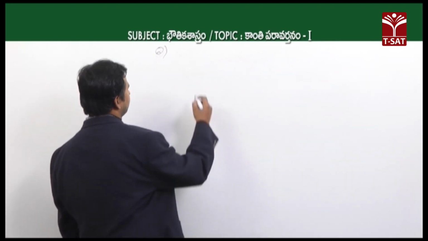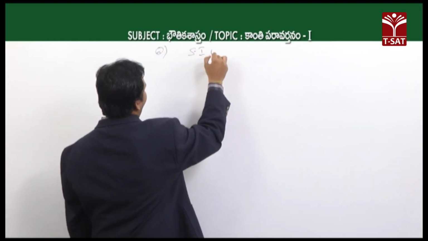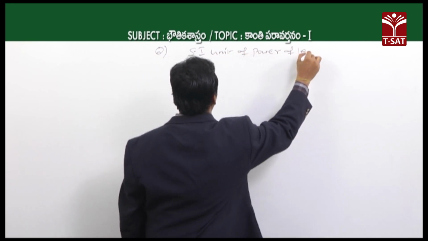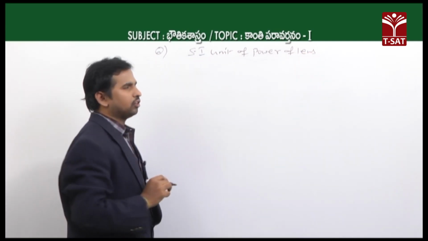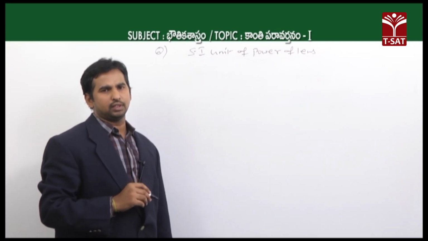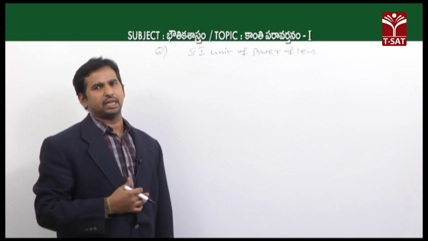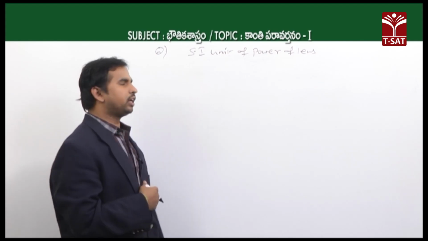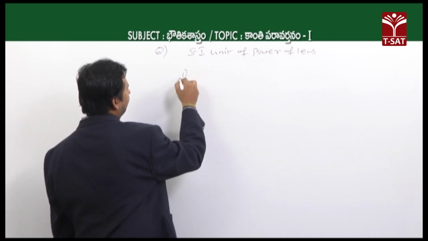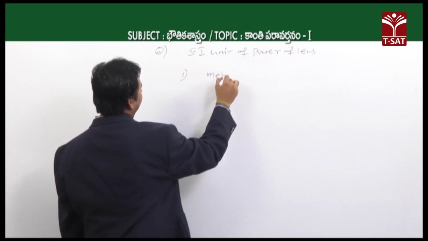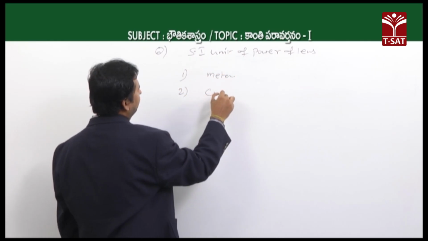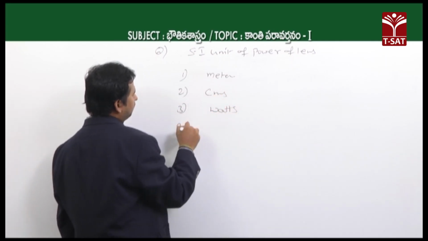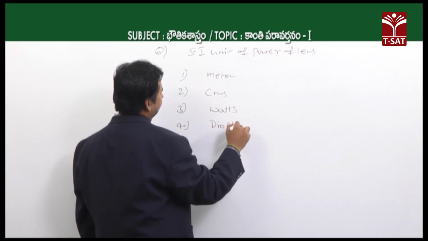Now we will see one more question, about the SI unit of power of the lens. Power of the lens means nothing but the degree of converging or diverging of the light rays; that only we call the power of the lens. Now we are taking its SI unit, and the given options are meters, second centimeters, third watts, and the fourth option is diopter.